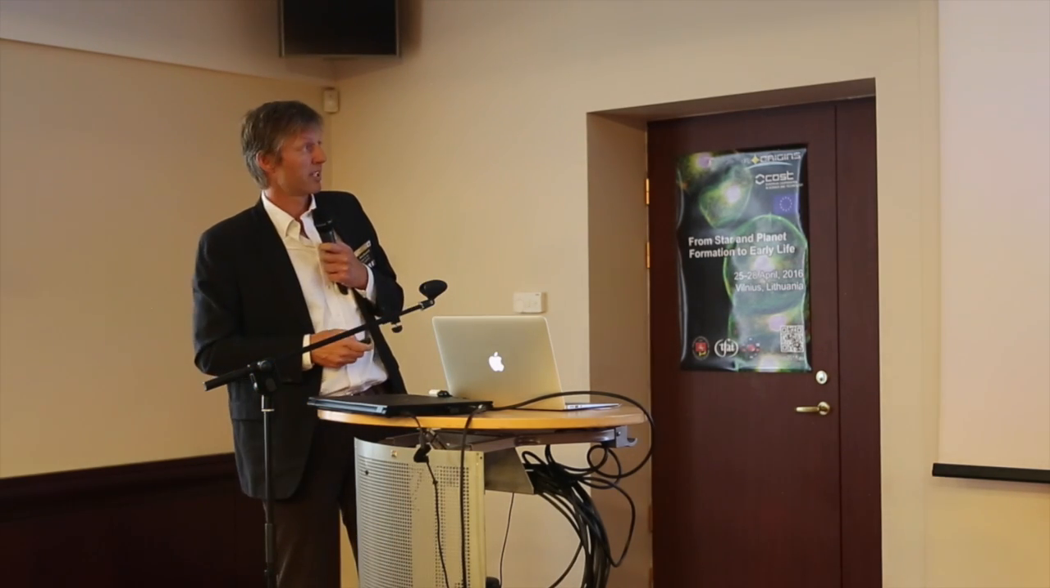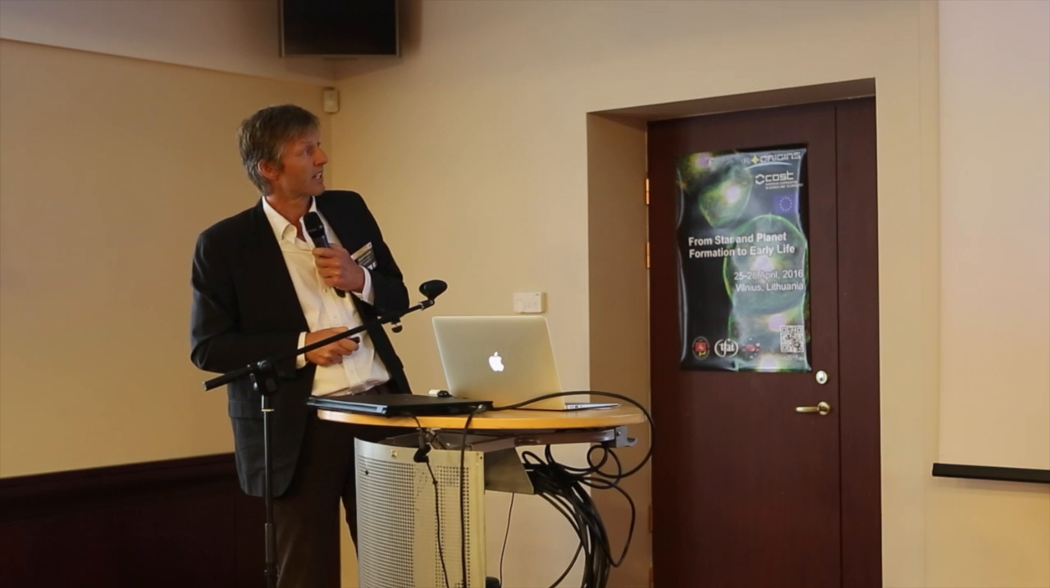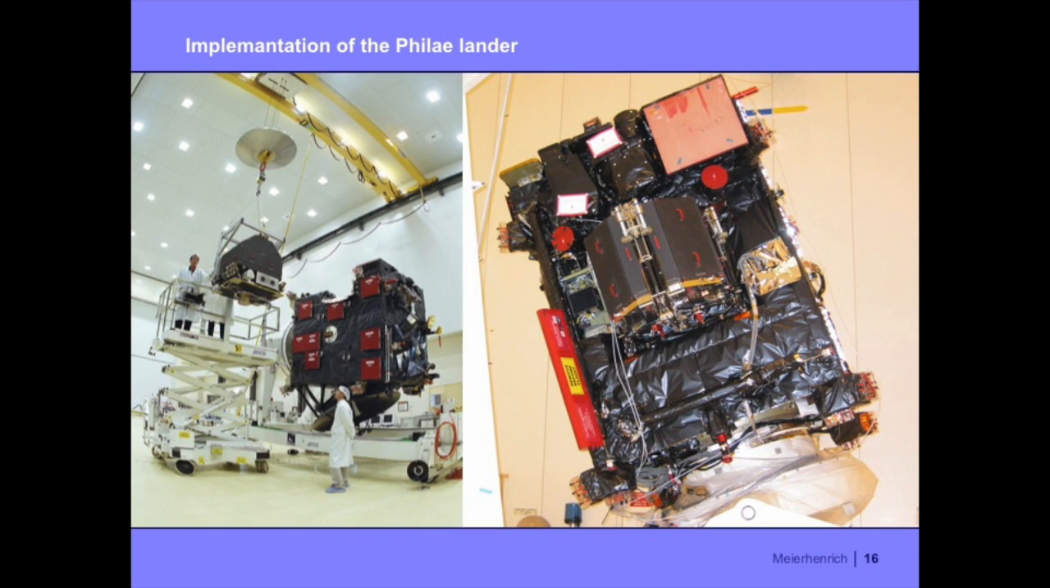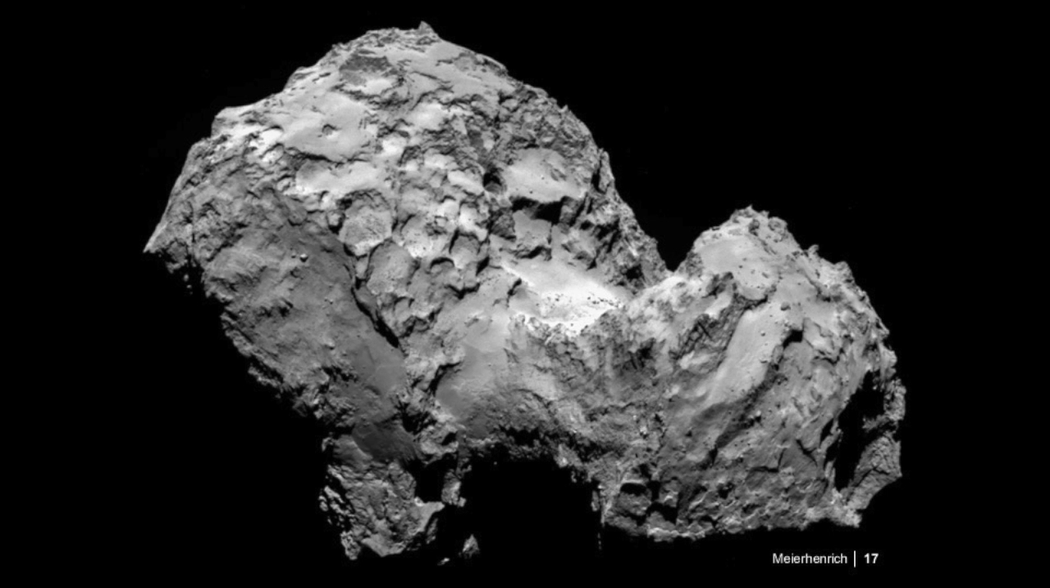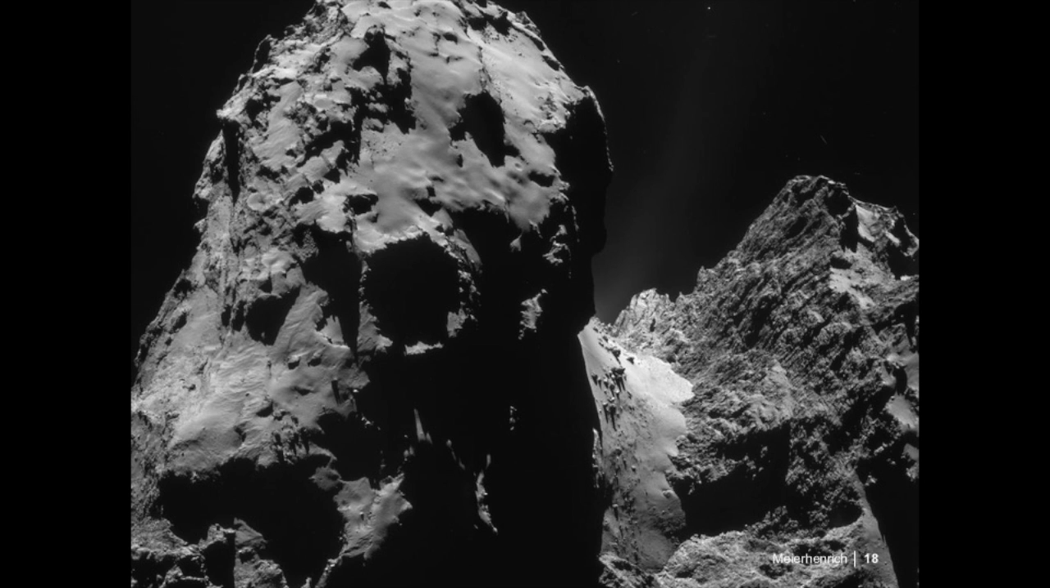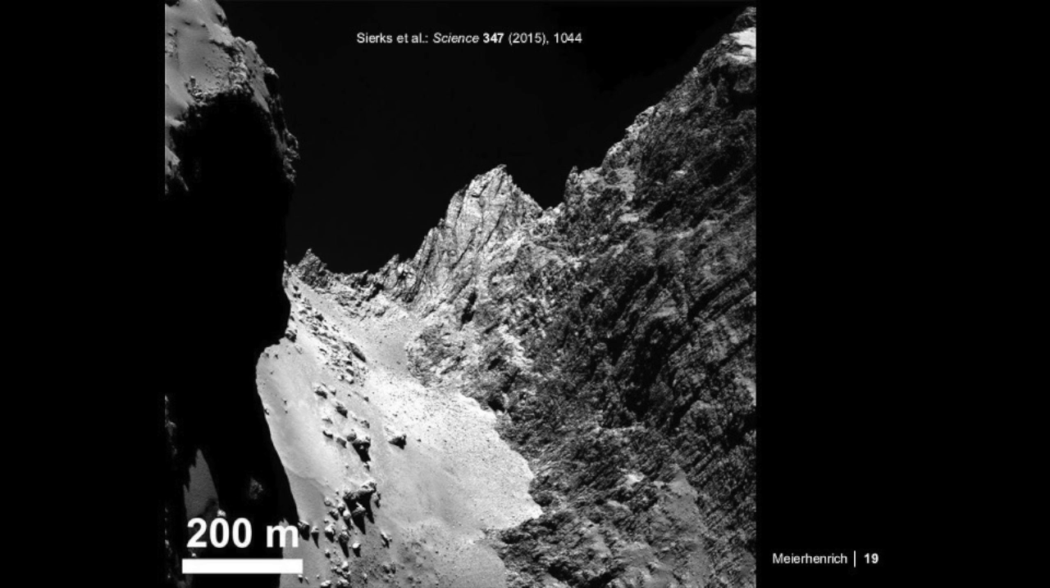This is the Rosetta orbiter. You have seen that already. Here you have the Philae lander implemented onto the orbiter. Here's the Philae lander on the orbiter. This is Churyumov-Gerasimenko. You can see this Hathor. You can see the neck region. You can see the big lobe here. These very beautiful images were obtained in November 2014, 2015.